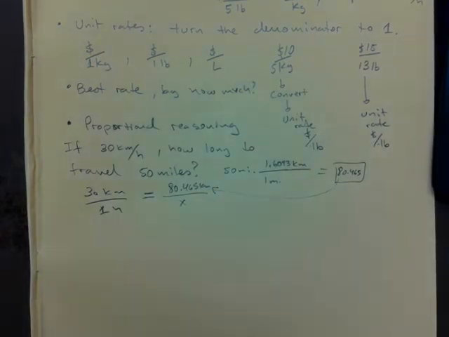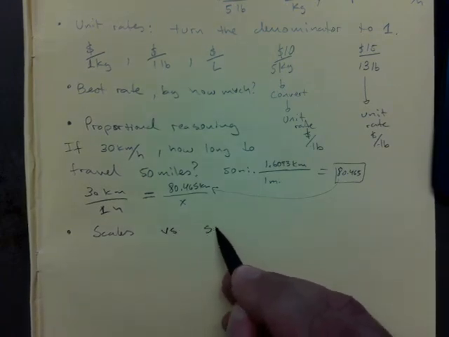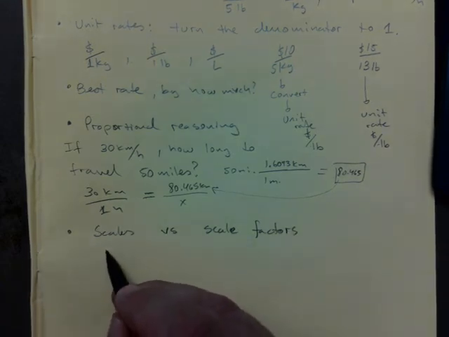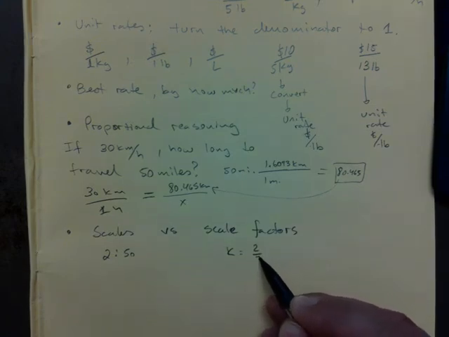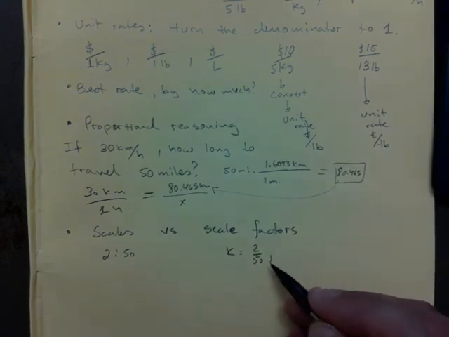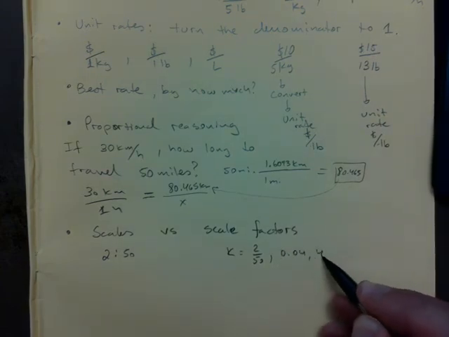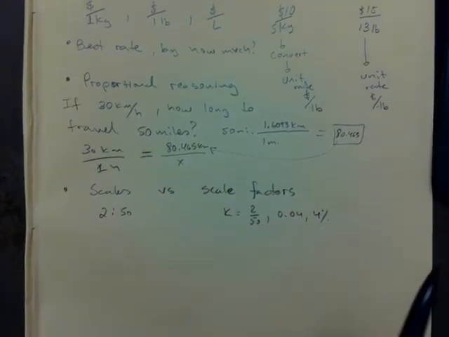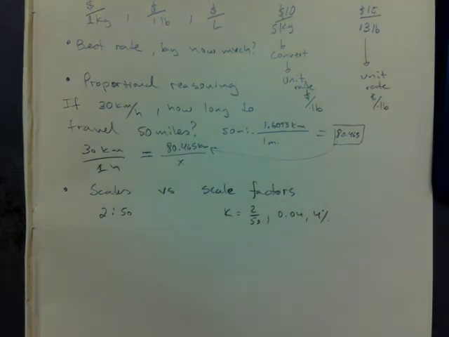We also talked about scales versus scale factors. A scale could be 2 to 50. A scale factor, you turn that into a fraction. That's 1 over 25, and that is 0.04 as a decimal or 4% as a percentage. So scale factors can be stated in multiple ways. Different units are okay with scales, not with scale factors. So keep that in mind. We talked about that as well.